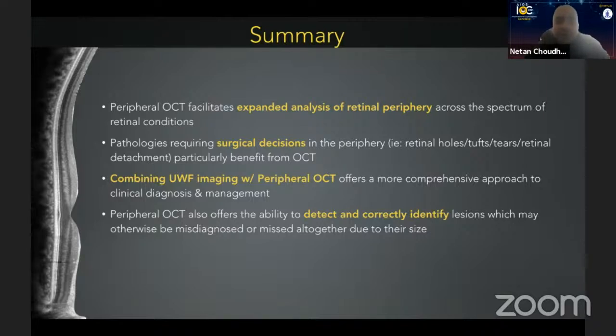And I think for the primary eye care setting, as this type of technology becomes readily available for them, being able to correctly detect and identify lesions and properly triage referrals will make a difference in all of our practices.